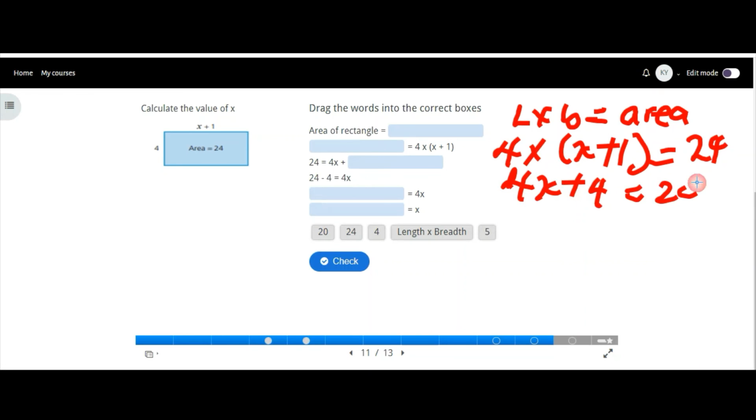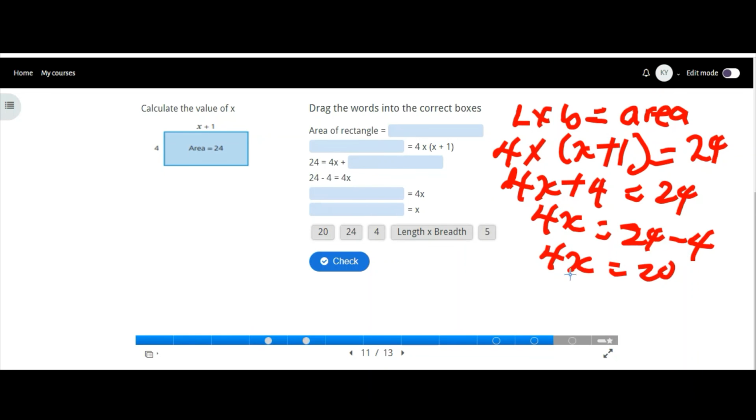4, equals 24. We are collecting the like terms because 24 and 4 are whole numbers and they look alike. So we bring 24 to the other side of the equation, and by crossing the equals sign, it changes to minus 4. So we have 4x equals 24 minus 4. What is 24 minus 4? That is 20. So 4x equals 20. We need to get x, so we divide both sides by 4. The 4s cancel each other and we have our value for x. How many times can 4 go in 20? 5 times. So our x equals 5.